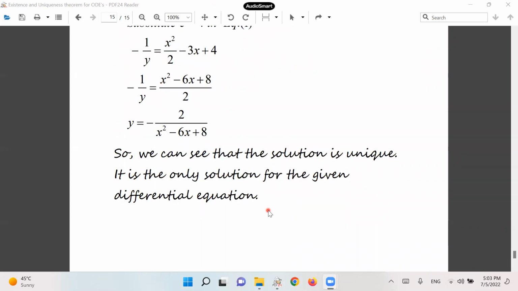So this is how we see that if the existence and uniqueness theorem is satisfied, then the solution for the given differential equation will always be a unique solution. But if the existence and uniqueness theorem is not satisfied, then there can be more than one solution, or sometimes the solution does not exist at all. It depends on whatever the question is.